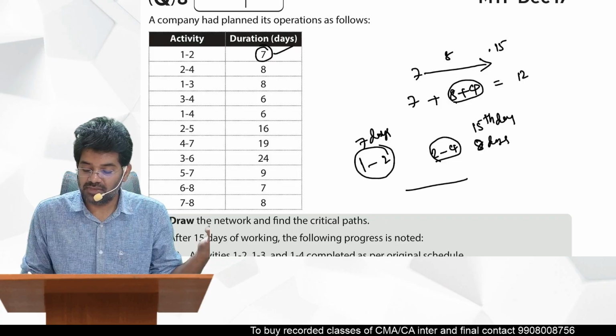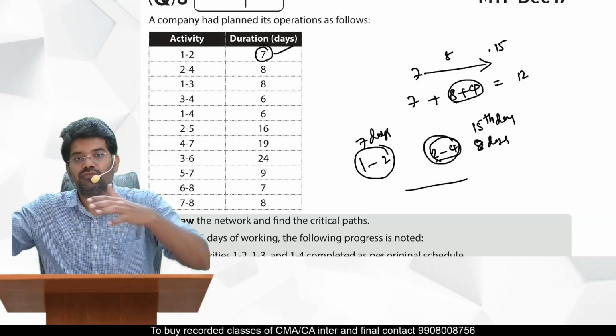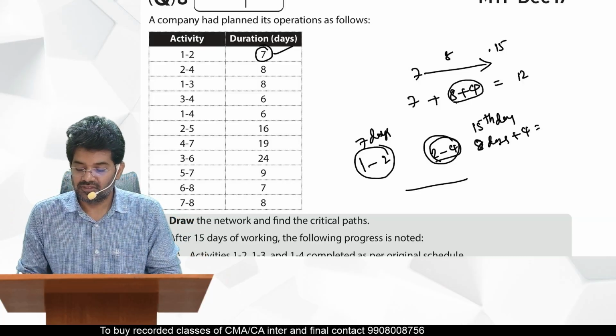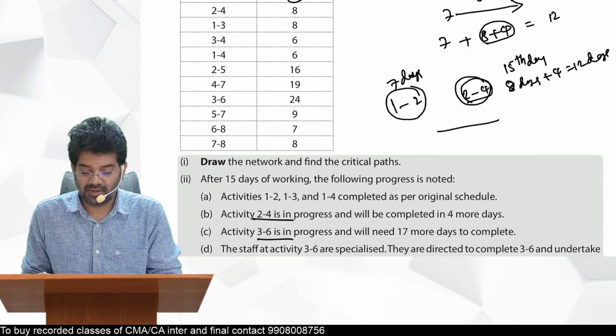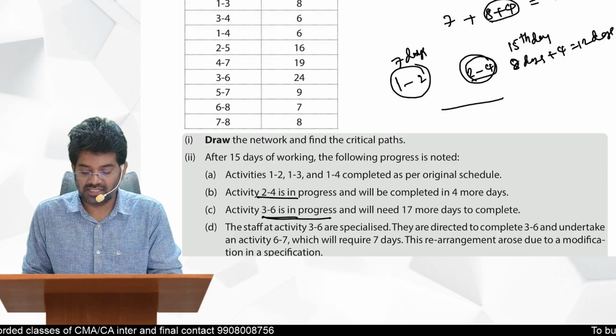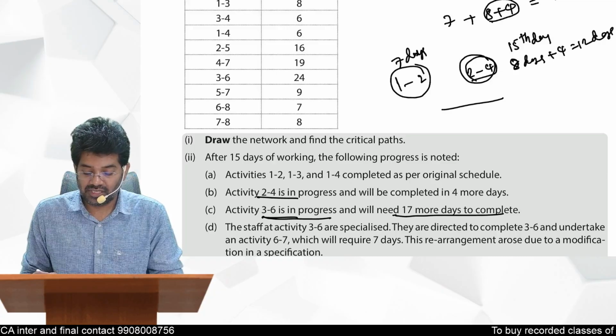Now 15 days means already 2 to 4 you completed 8 days or not? Yes. They are saying extra 4 is required. So 12 days will be your revised. Similarly, tell me now 3 to 6 is in progress and will need 17 more days to complete. 3 to 6.